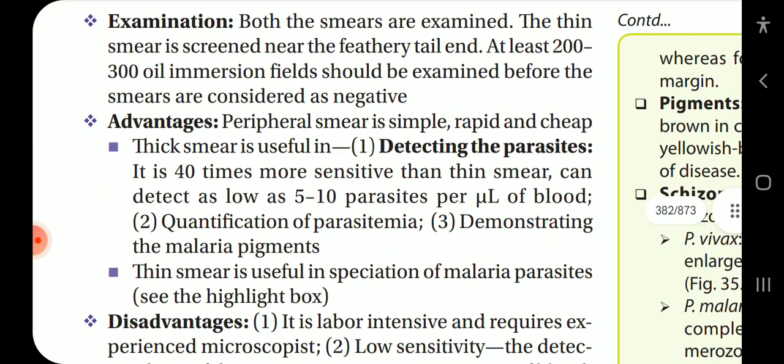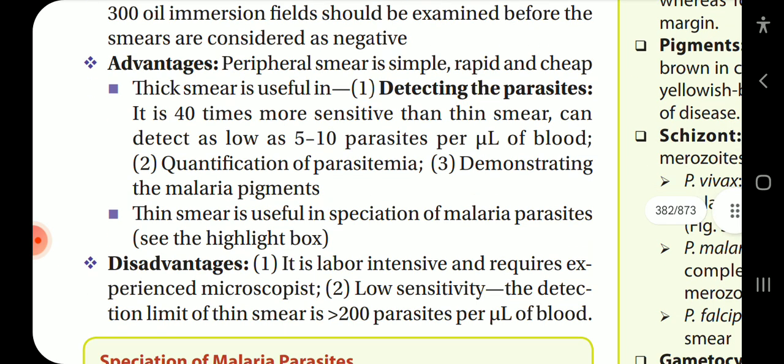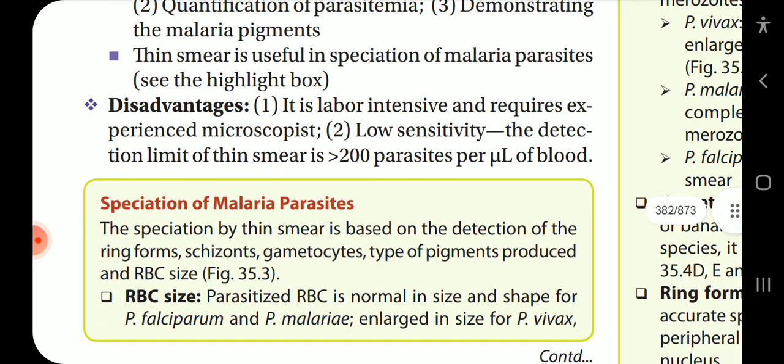Advantages: peripheral smear is simple, rapid and cheap. Thick smear is useful in detecting the parasites. It is 40 times more sensitive than thin smear and can detect as low as 5 to 10 parasites per microliter of blood. It allows quantification of parasitemia and demonstrating the malarial pigments. Thin smear is useful in speciation of malaria parasites, as we'll see in the box. Disadvantages: it is labor intensive and requires an experienced microscopist. Low sensitivity: the detection limit of thin smear is more than 200 parasites per microliter of blood.